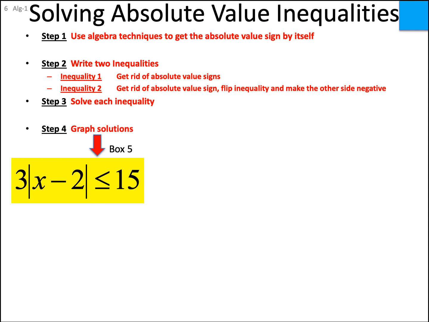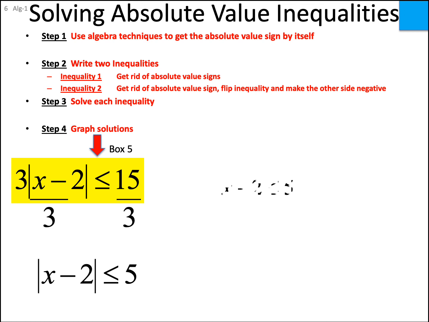All right, so let's see. Divide both sides by 3. The 3's would cancel on the left. We get 5. Now the absolute value is by itself. We write the two inequalities. The first one is written without the absolute value symbols. The second one's written without. We flip the inequality, and we make a 5 a -5. Make sense? All right, solve each one independently.